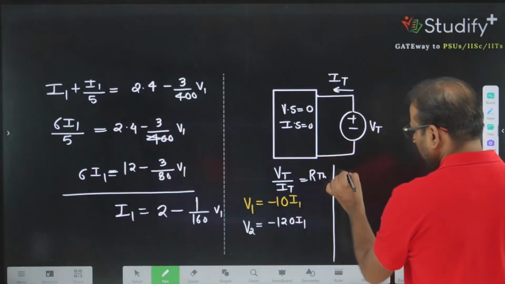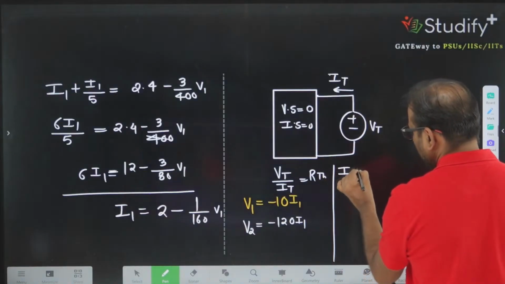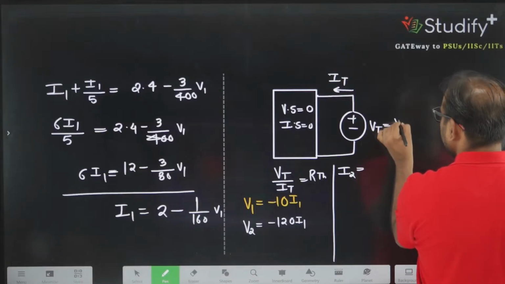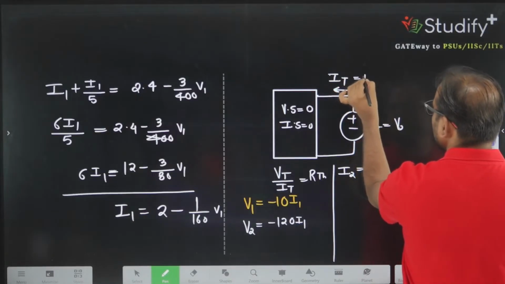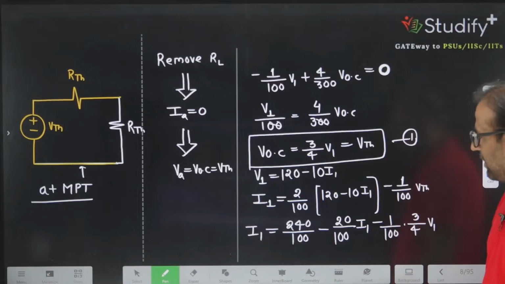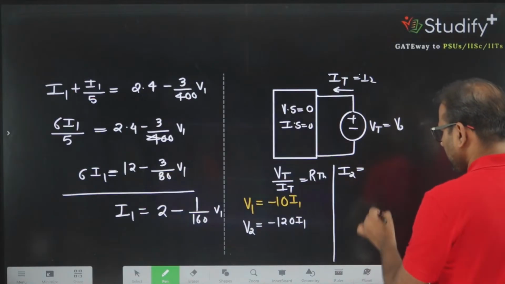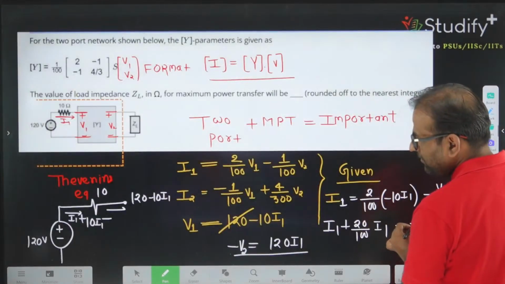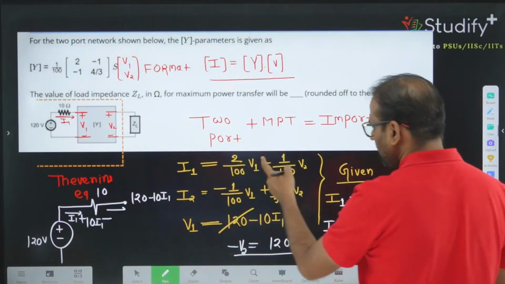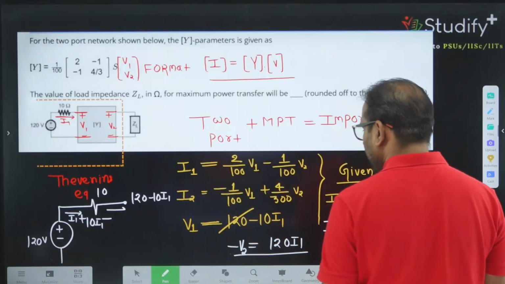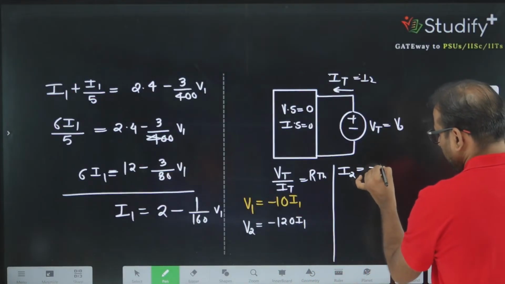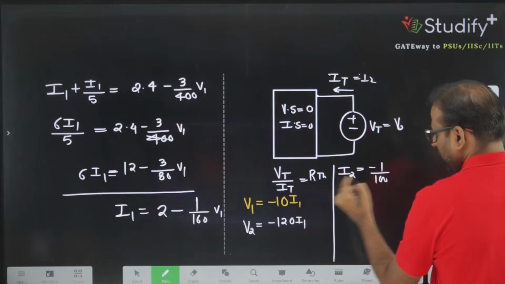Now we can find the V2 by I2 ratio by putting this in equation number 2. What is I2? I will write it as it is, because VT is V2 and IT is I2. So I will write here I2 is equivalent to what? Minus 10 times V1, so minus of 1 by 100 times V1.